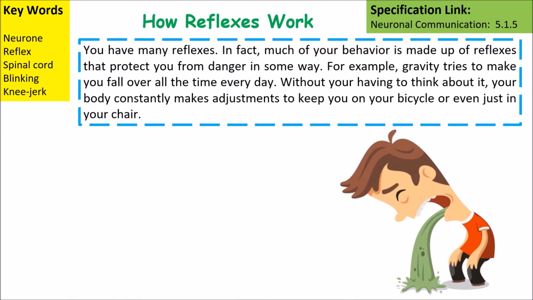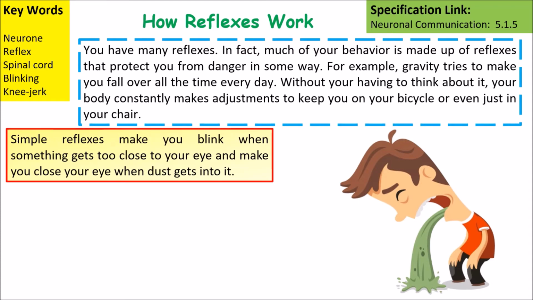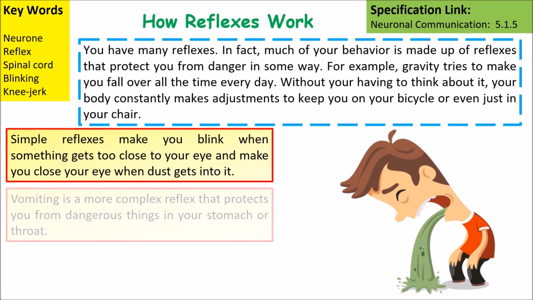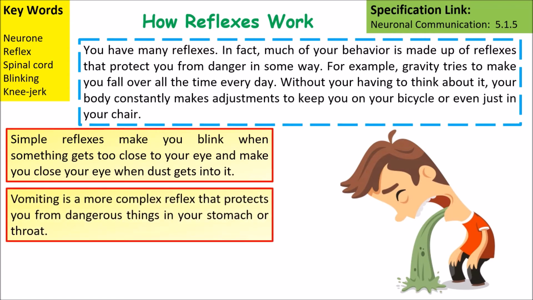You have many reflexes. In fact, much of your behavior is made up of reflexes that protect you from damage in some way. For example, gravity tries to make you fall over all the time, every day. So without having to think about it, your body constantly makes adjustments to keep you upright. Some reflexes make you blink when something gets close to your eye, so in that way it protects the eye. Vomiting is a slightly more complex reflex that protects you from dangerous things in your stomach and throat.